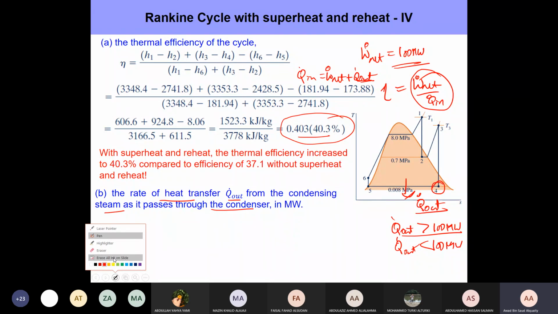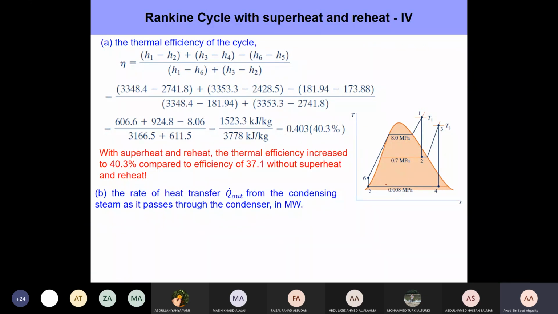Now there are several ways of calculating this Q out here. You could make use of the fact that we know the efficiency, we know the network output, and calculate Q out using that information. Or you could also just do a simple energy balance on the condenser. If you just write the energy balance, it's a steady state, steady flow system, just like any other component in there. And there's no Qin, there's no work in.